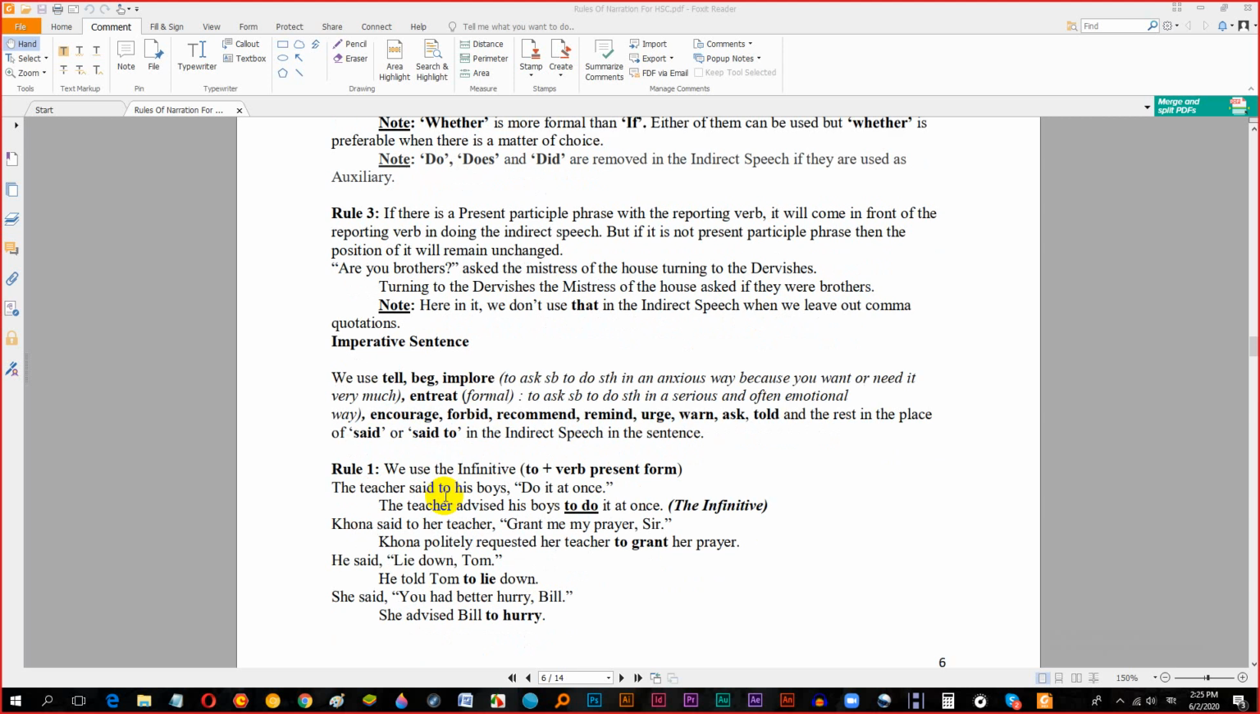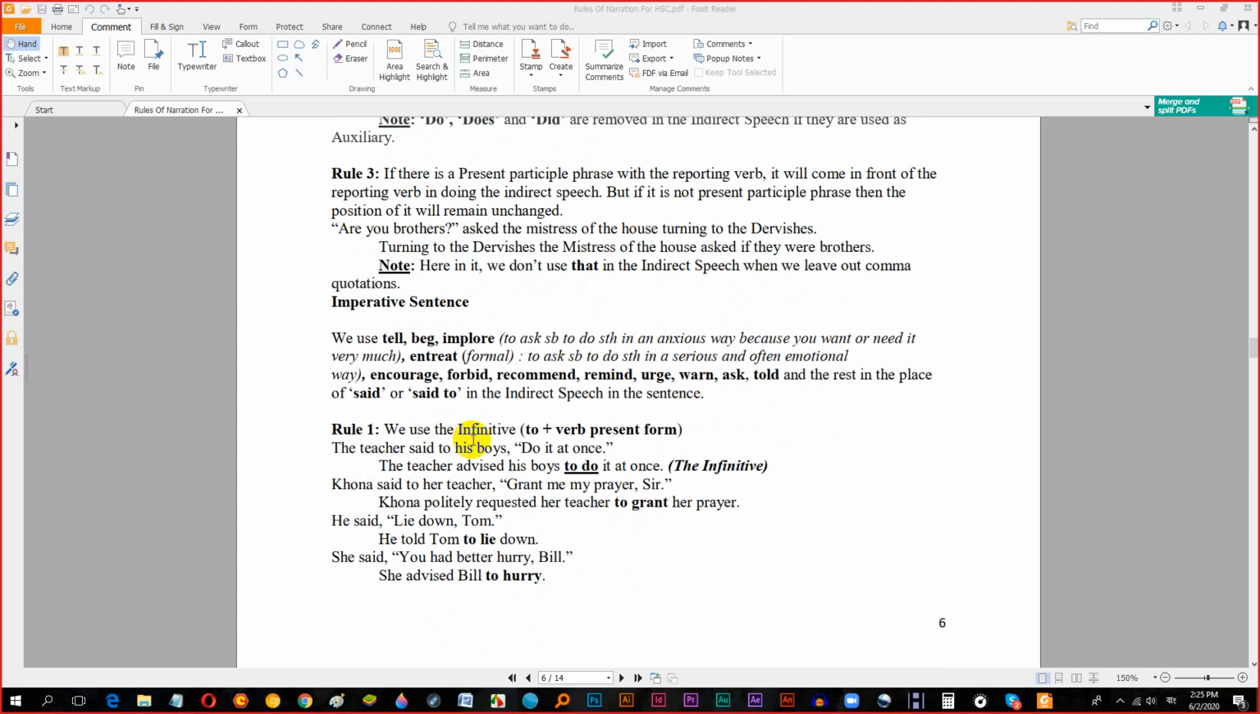Okay, in rule 1 we use the infinitive, that means to plus verb in present form. So the teacher said to his boys, do it at once. The teacher advised his boys to do it at once.